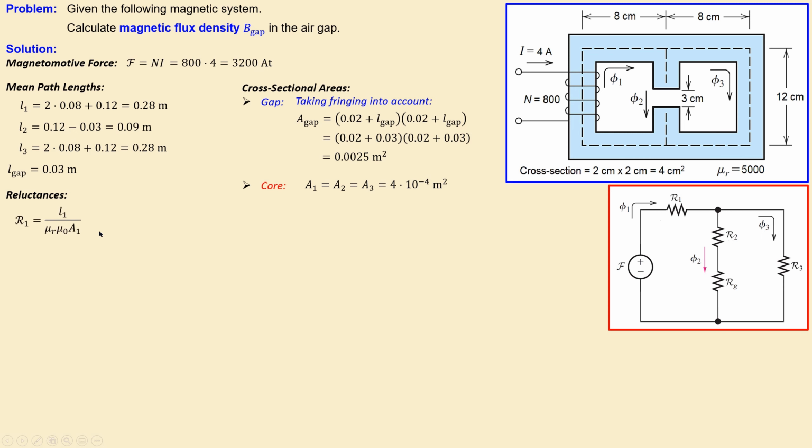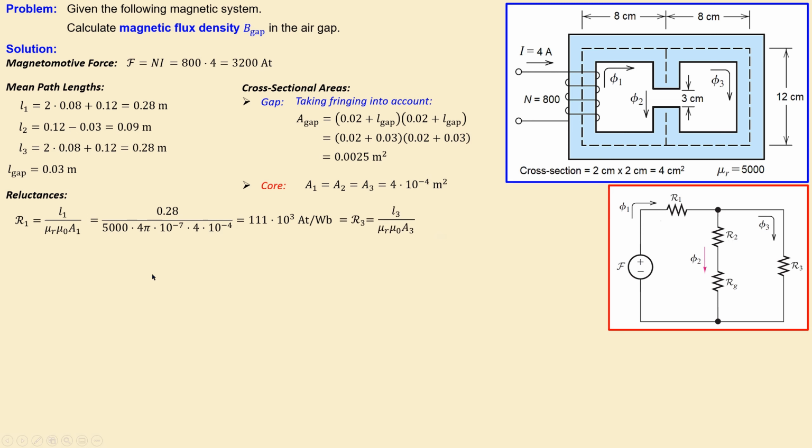So what is R1? R1 is given by this formula. Again, this is the path length already given here. This is the relative permeability, 5000 here for this core material. The vacuum permeability, which is then 4 pi times 10 to minus 7 henries per meter, just a constant. And A1 is the cross-sectional area. We already have it here also in this figure. So if you substitute all the values in here, we'll get 111 times 10 to the power 3 ampere turns per Weber. That's for R1, for reluctance here.